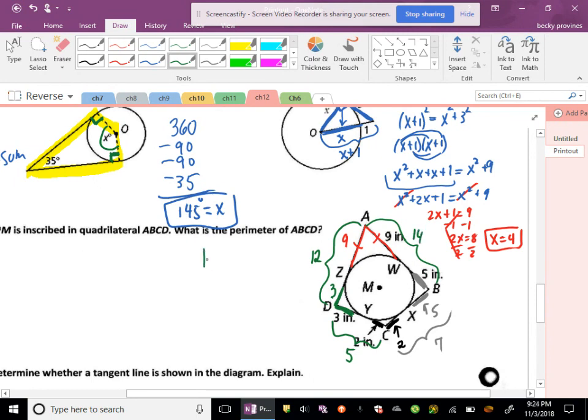So take your calculator and let's add all 4 sides. All right, so 12 plus 5 plus 7 plus 14 is 38. And it's going to stay in inches because it's perimeter.